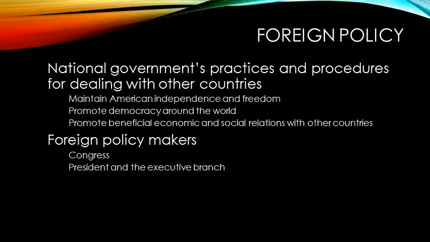The other large category of public policy is foreign policy, and this is our national government's practices and procedures for dealing with other countries. Again, the goals here would be to maintain American independence and freedom, to promote democracy around the world, and to promote beneficial economic and social relations with other countries. The foreign policy makers in the United States are the Congress, the President, and the executive branch agencies.